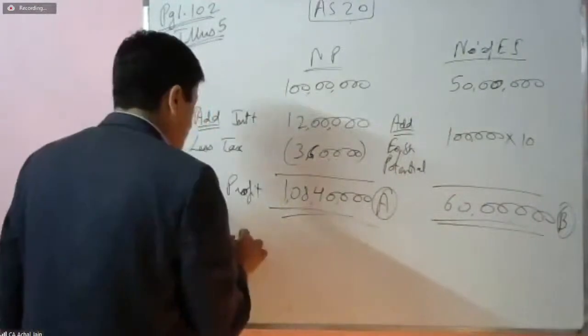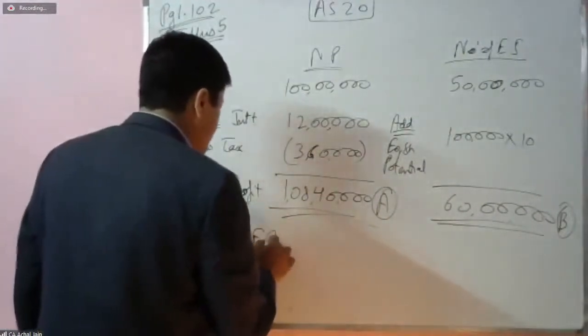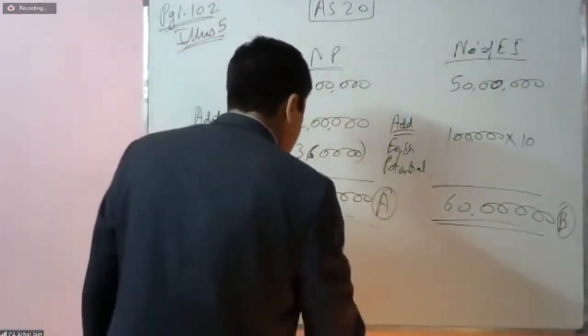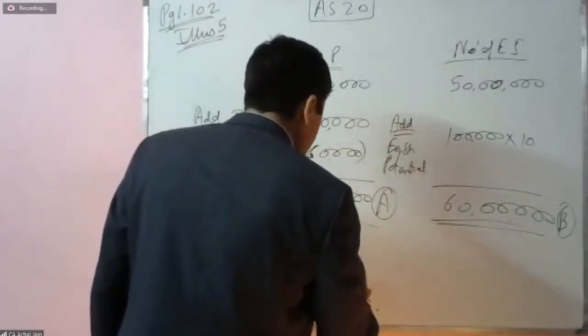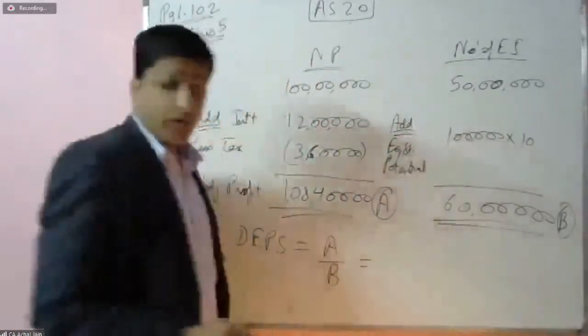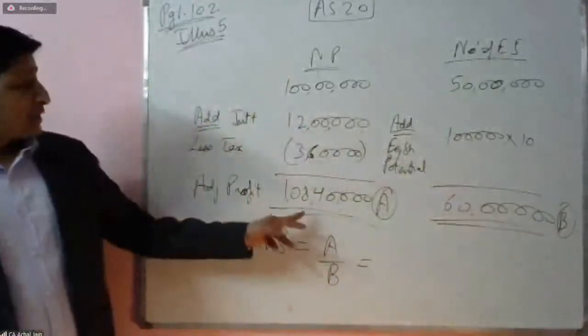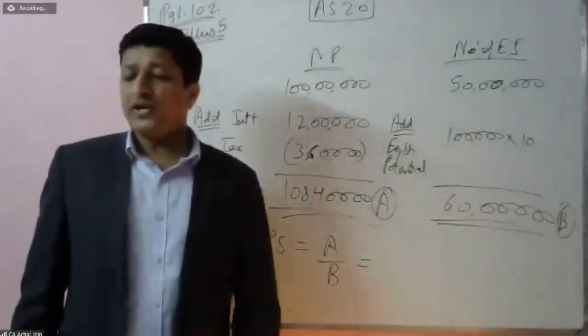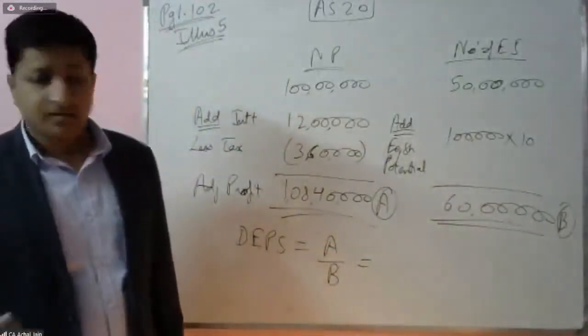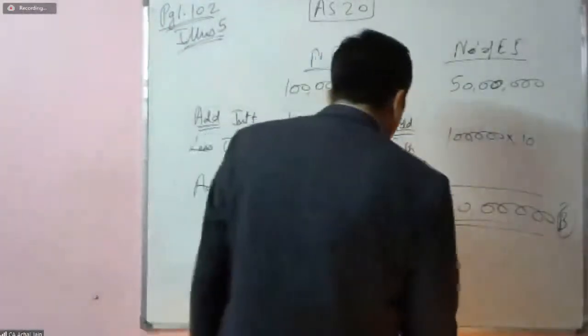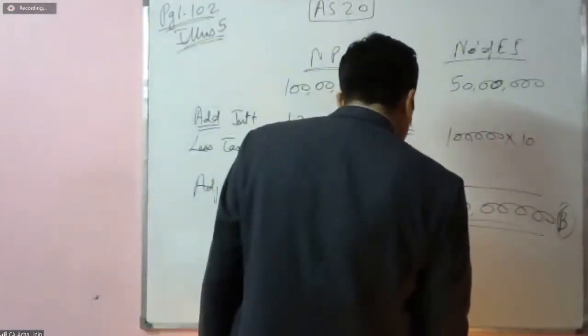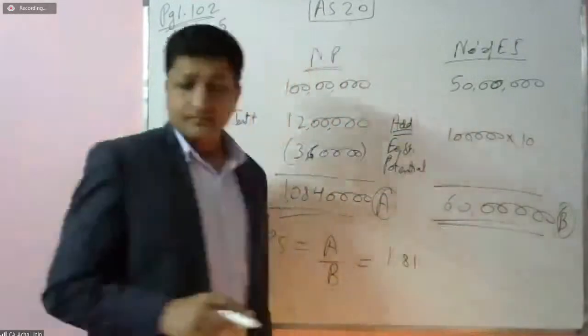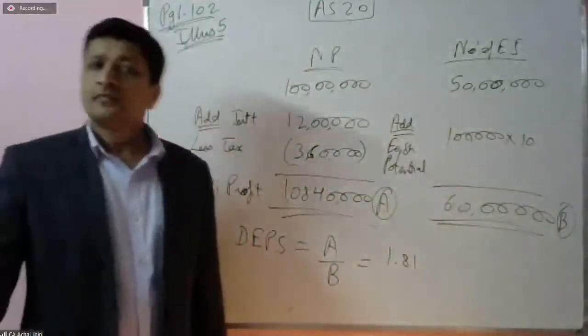So now DPS, let's understand, is what? A divided by B. So what do we get? 1 crore 8 lakh 40,000 divided by 60 lakhs. This comes out to 1.81. Okay.